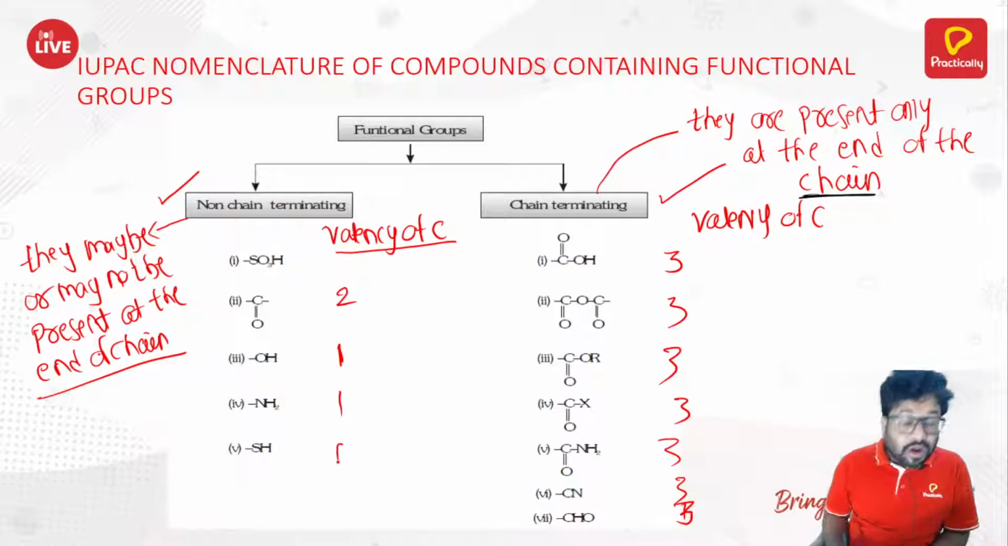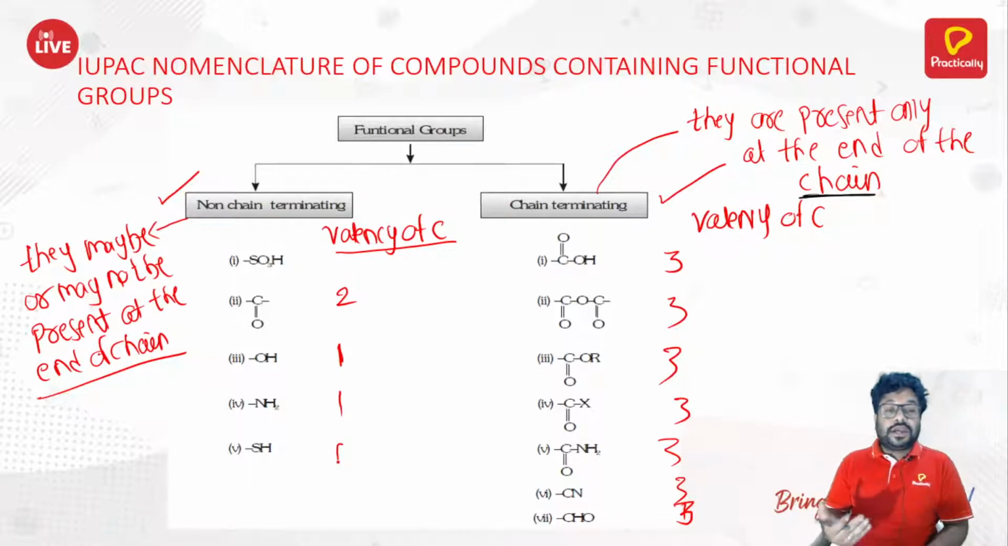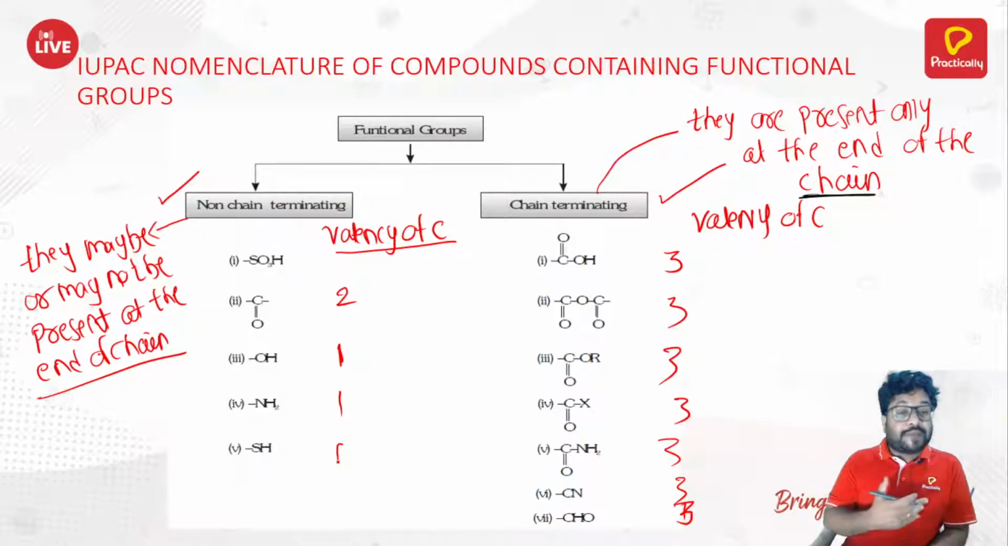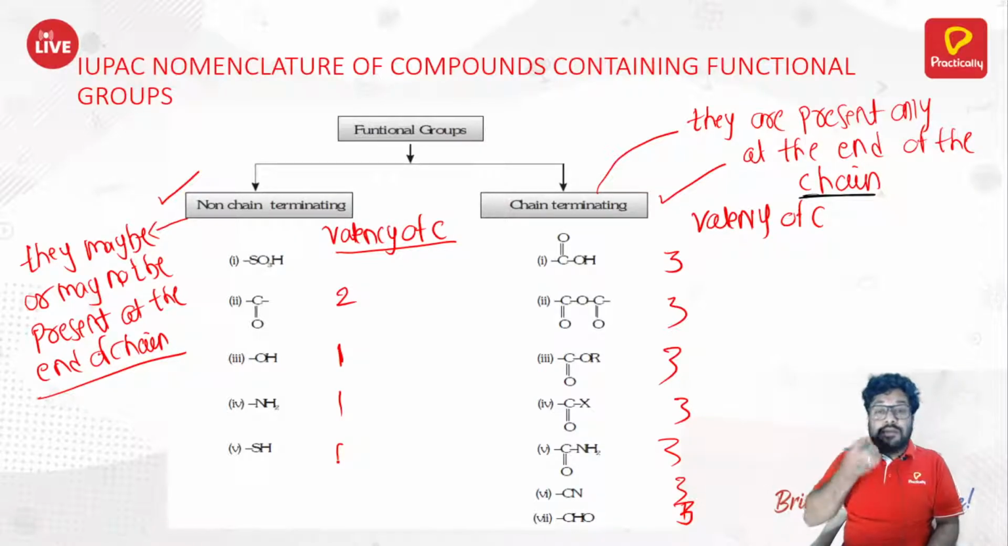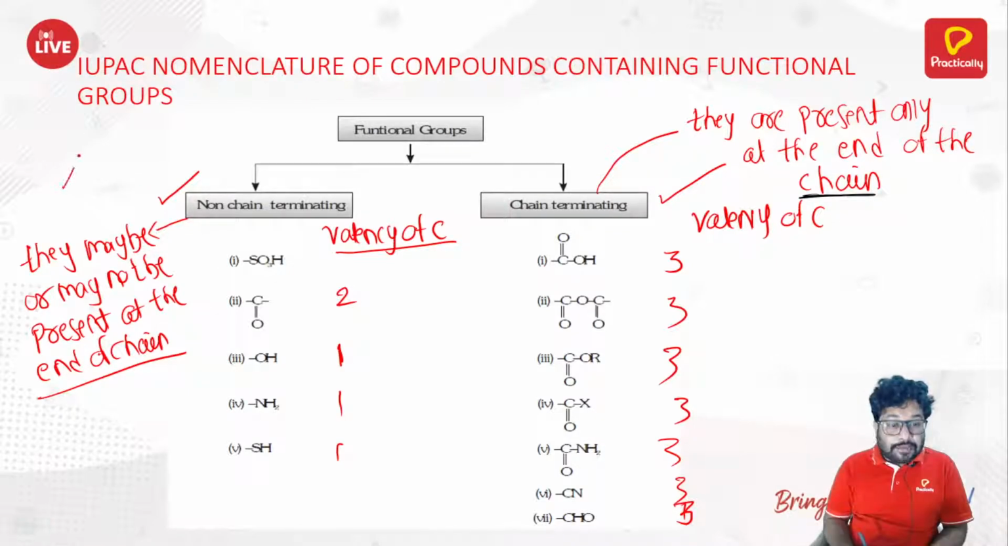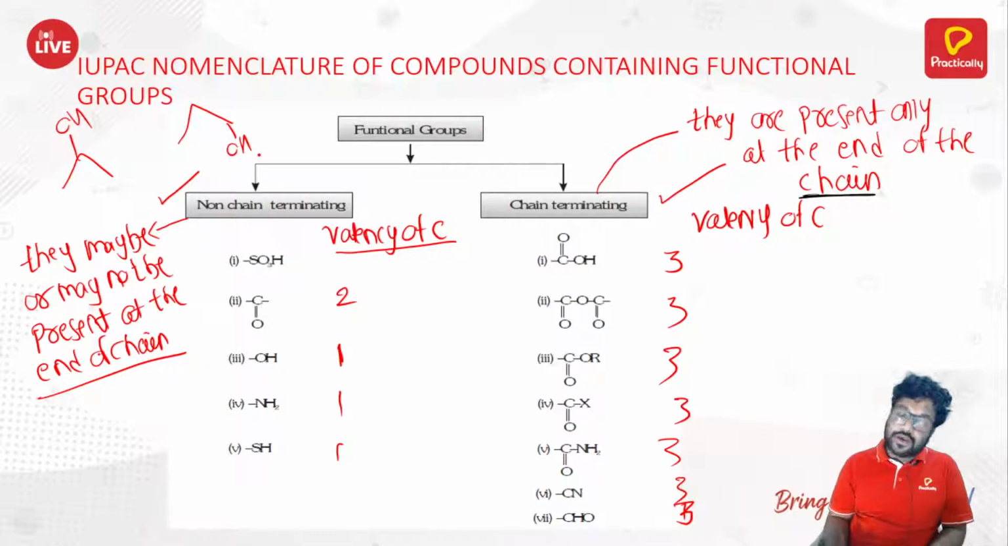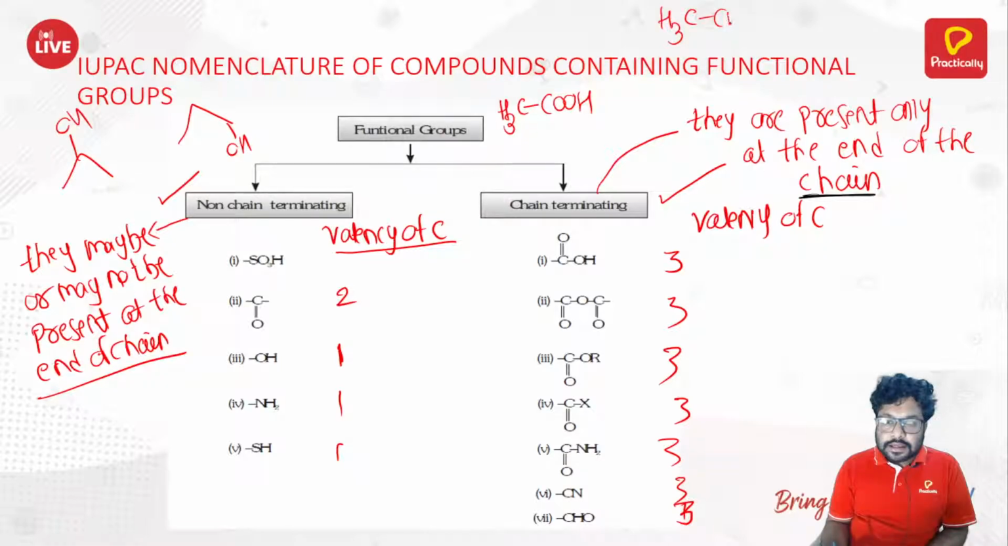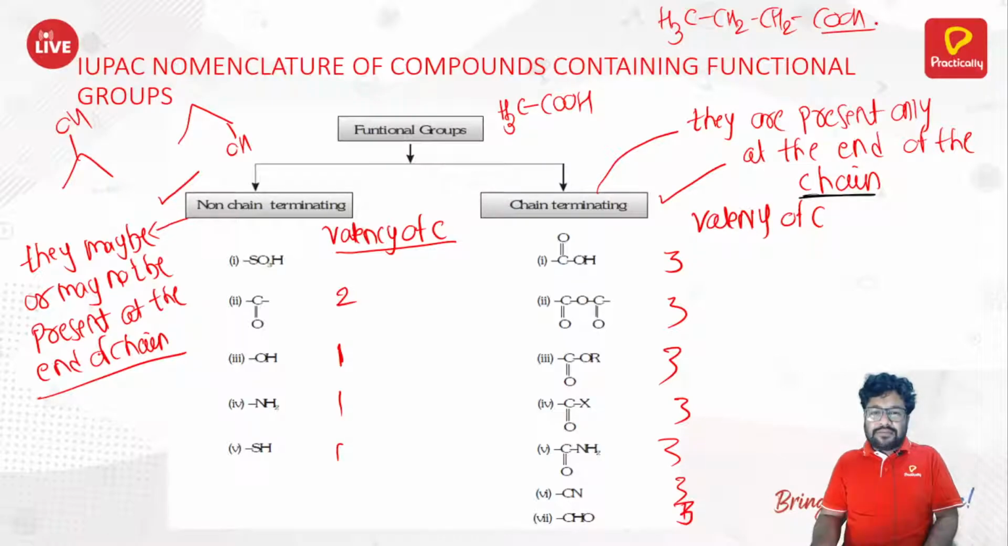Same here. So in all of these cases, the non-chain terminating functional groups can be present anywhere, even in the middle of the chain. Like here, OH can also be present at the start of the chain, no problem. But chain terminating functional groups will always be present at the end of the chain. For example, acetic acid, CH3COOH, or you can have CH3CH2CH2COOH. See, you can't keep them in the middle of the chain. They will always be present at the end of the chain.